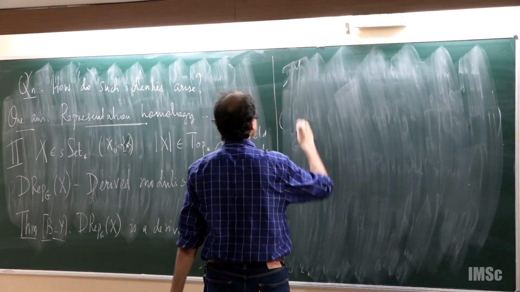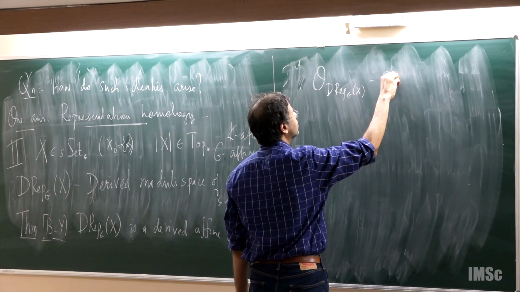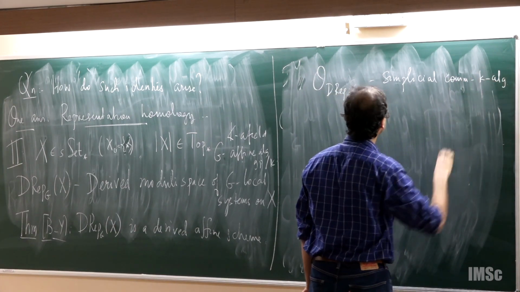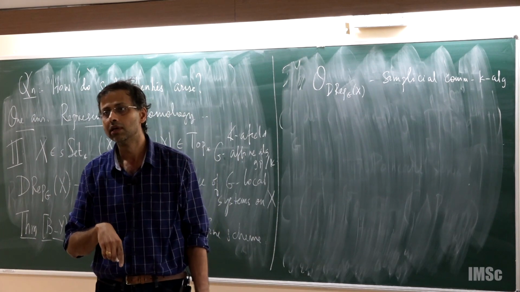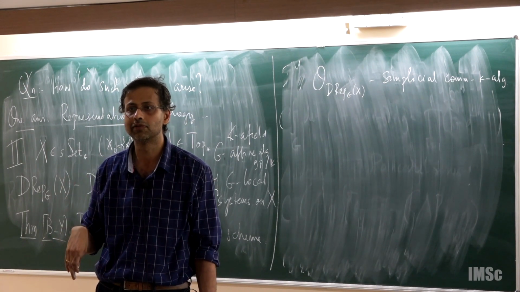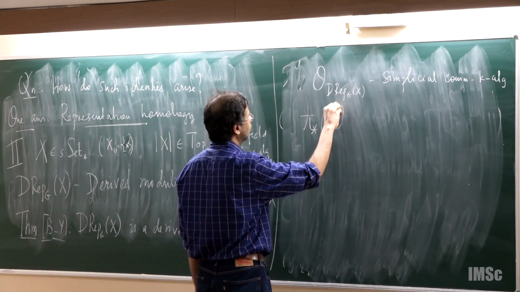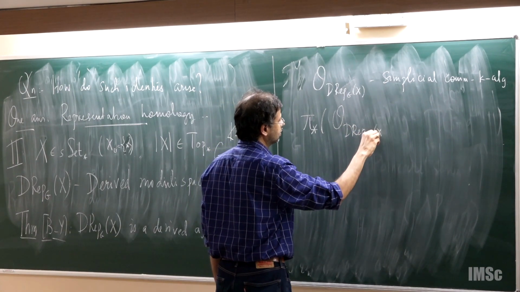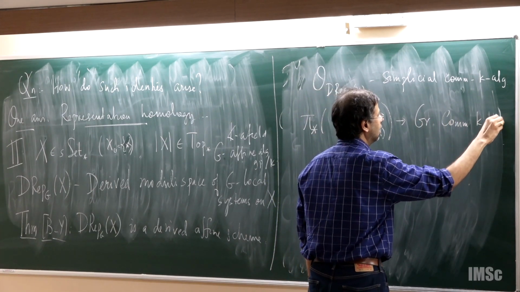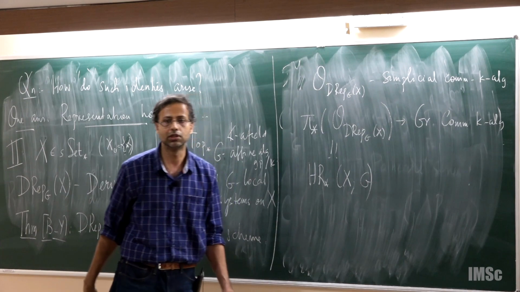So what it means is the following. It means that O_DRep_G(X) is a simplicial commutative K-algebra. And then, as I said, you can make a chain complex out of this by taking in homological degree n the degree n term of this, with differential being the alternating sum of the face maps, and take its homologies. That's what are called homotopy groups. So pi star of O_DRep_G(X), by definition, that's what homotopy groups are all about. This is a graded commutative K-algebra. And by definition, this is the representation homology of X and G.